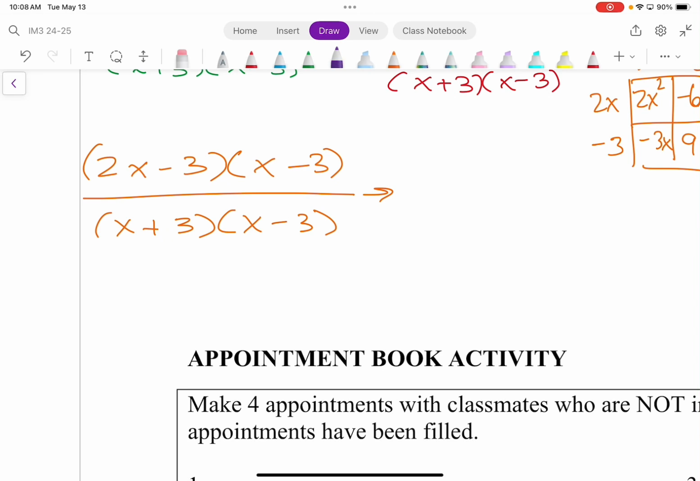We can then go ahead and cancel out the x minus 3 over x minus 3, giving us a final answer of 2x minus 3 over x plus 3.